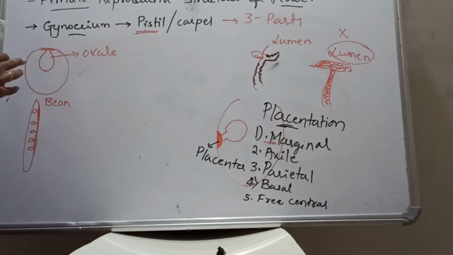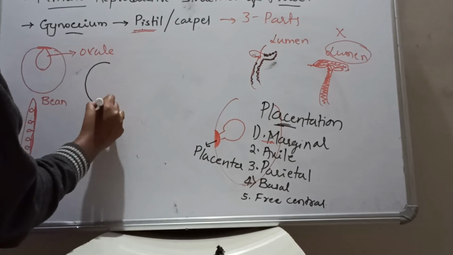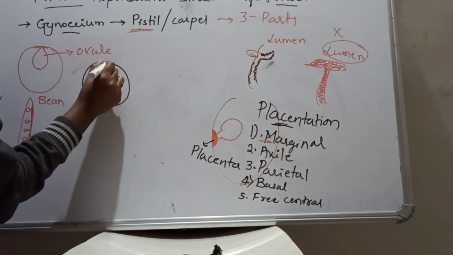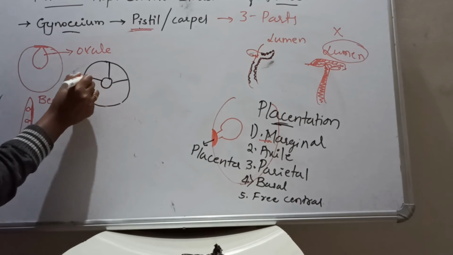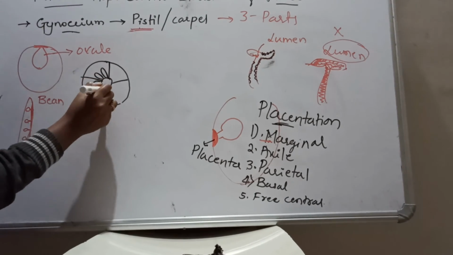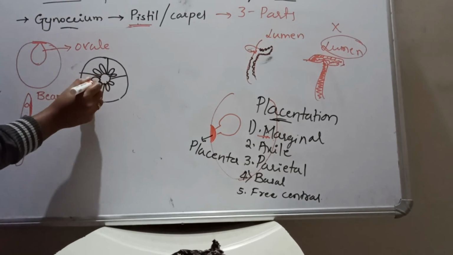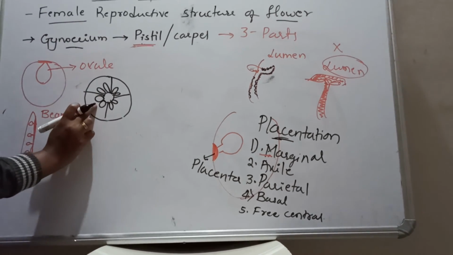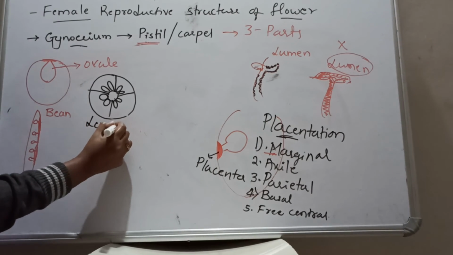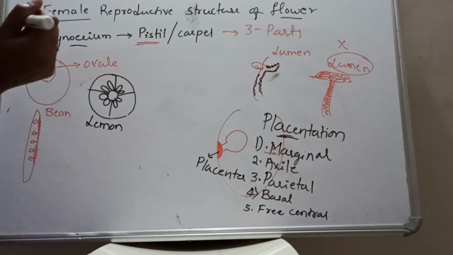And the second one is axile placentation. Axile placentation means here it is the structure of the ovary, and the ovules get attached to the center of the ovary. For example, lemon. In lemon, the ovules are attached to the center of the ovary.